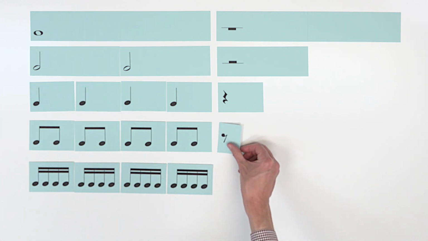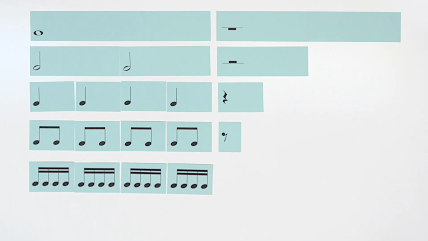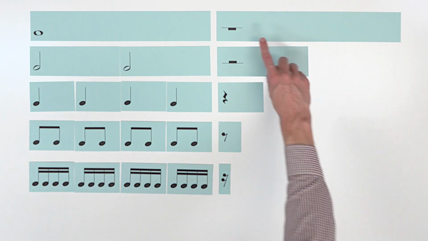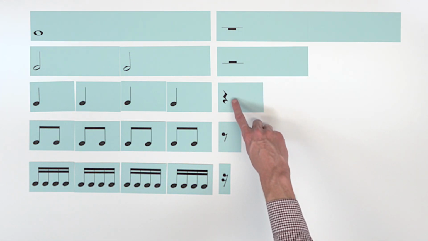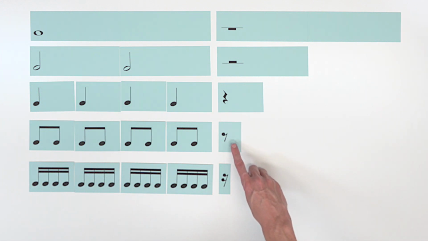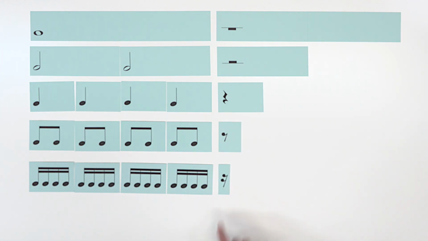An eighth rest gets half of a beat. And then if we wanted to rest for just a 16th value, we'd have a 16th rest, which is 1/4 of 1 beat. It's a very quick rest. Let's review the names of all the rests. Say them with me. Whole rest, half rest, quarter rest, eighth rest, and 16th rest.